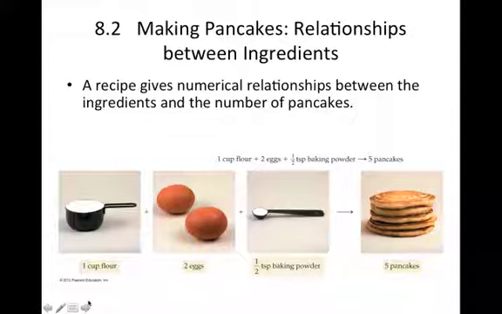As an analogy, let's look at making pancakes, for example. Relationships between ingredients. After all, chemical compounds are just ingredients. If we have a recipe which gives a numerical relationship between the ingredients and the number of pancakes, for example, if to make 5 pancakes we need 1 cup of flour, 2 eggs, and half a teaspoon of baking powder, we can make 5 pancakes. That's our relationship. Think of these as being our reactants and the pancakes as being the products.